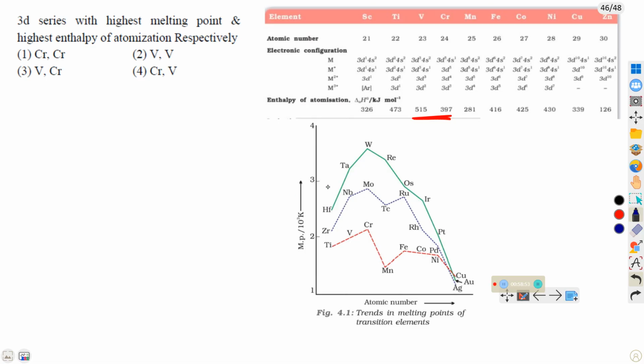3D series with highest melting point, comparison between chromium and vanadium only. Among chromium and vanadium, chromium melting point is more. Highest enthalpy of atomization, vanadium. Fourth option correct.